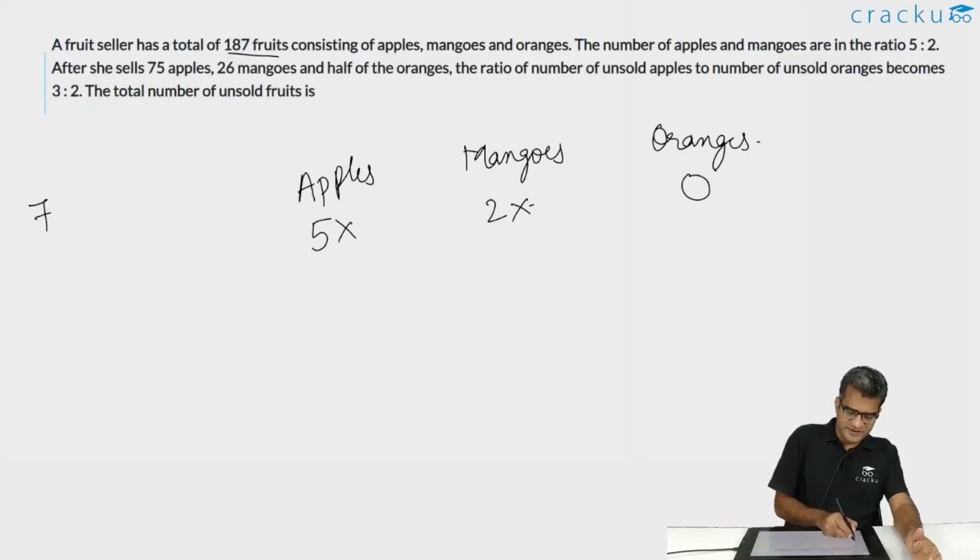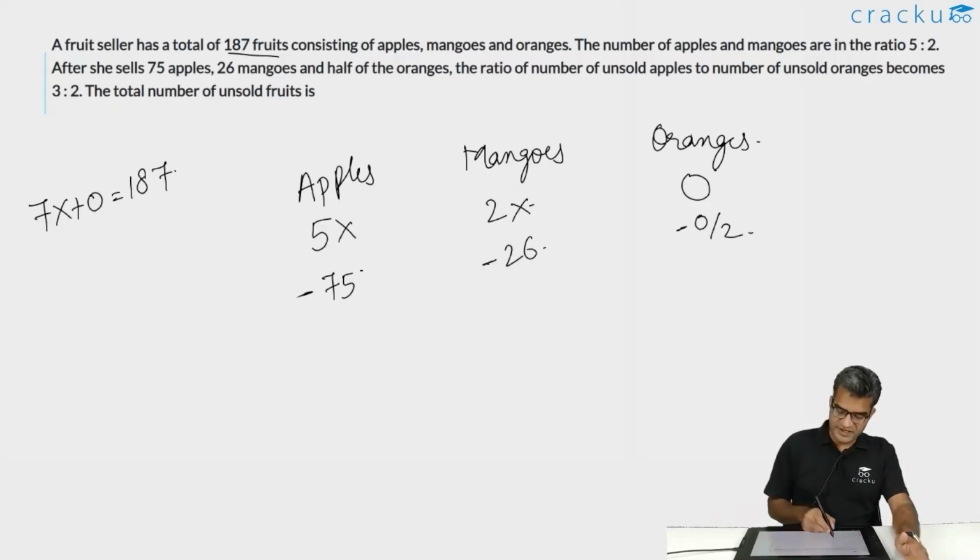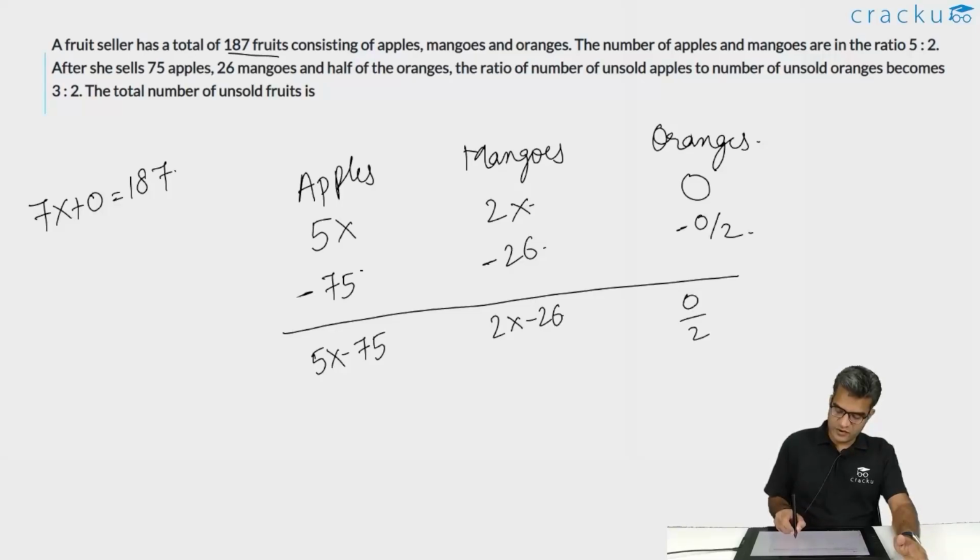So 7x plus O is equal to 187. This is one equation. He sold 75 apples, and he sold 26 mangoes, and he sold half the oranges. So what is he left with? He is left with 5x minus 75 apples. He is left with 2x minus 26 mangoes, and he is left with O/2 oranges.